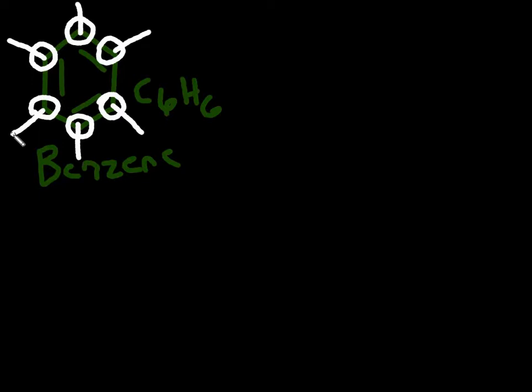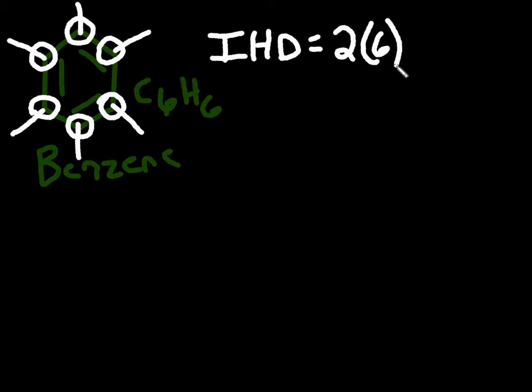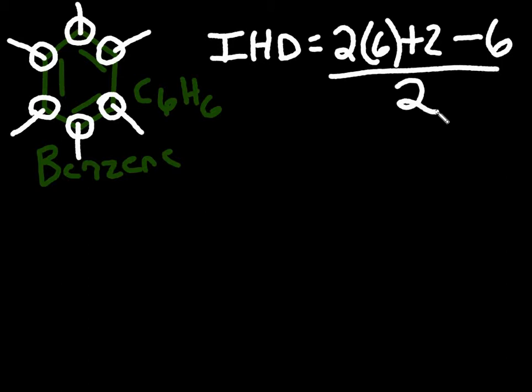So I have C6H6. Take our handy formula here. That'll be 2 times the number of carbons. There's 6. 2 times 6 plus 2 minus, remember, minus the number of hydrogens. There's 6 hydrogens, all over 2. It's all just basic algebra, real simple. If you just follow this formula, that's it.